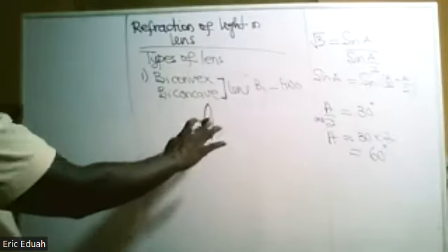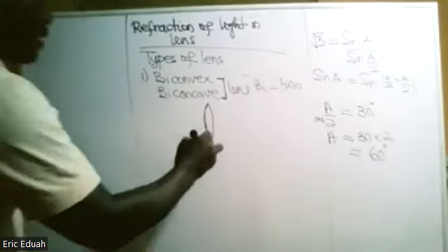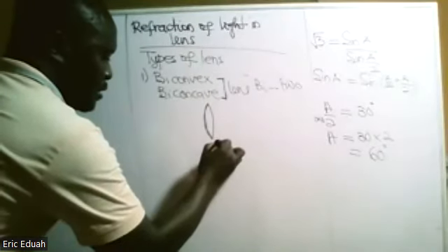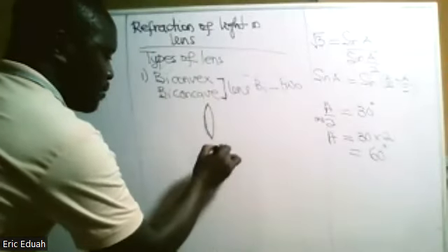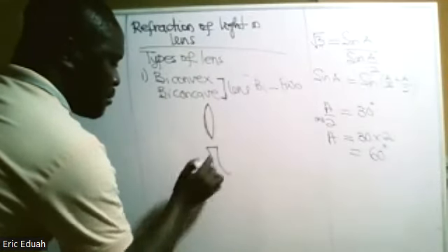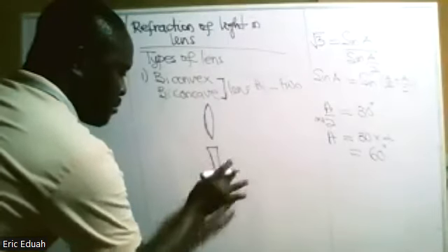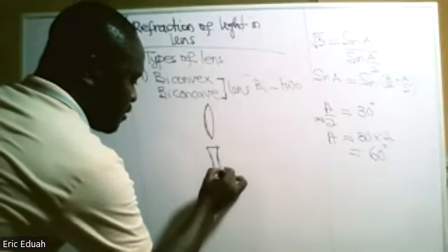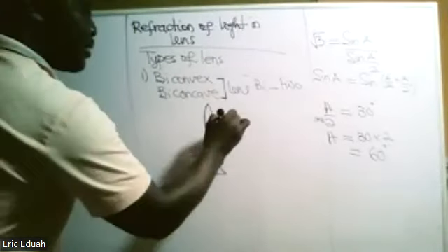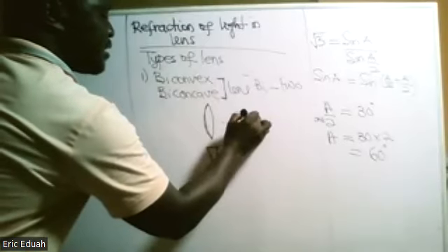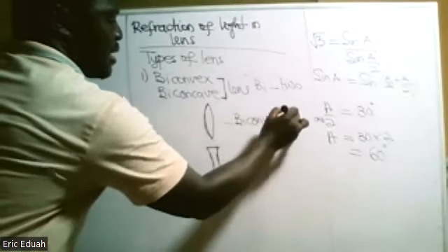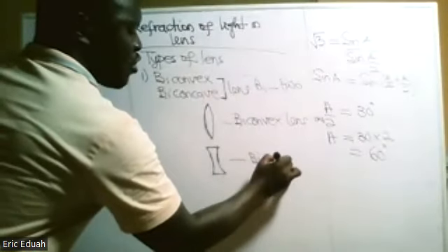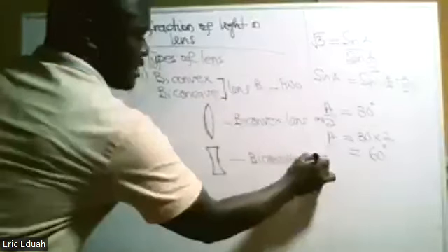I'll later explain to you why this is convex. And then this shape, I want it to be beautiful. So this is a biconvex lens. This is a biconcave lens.